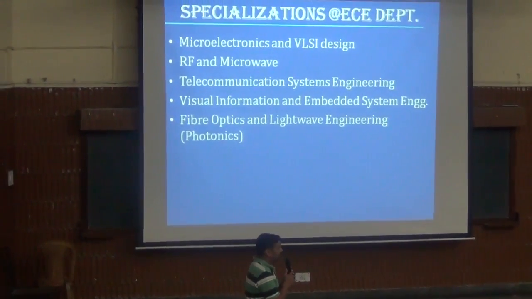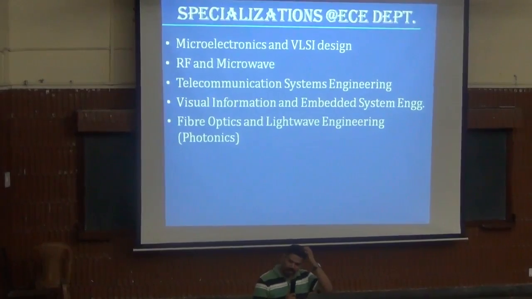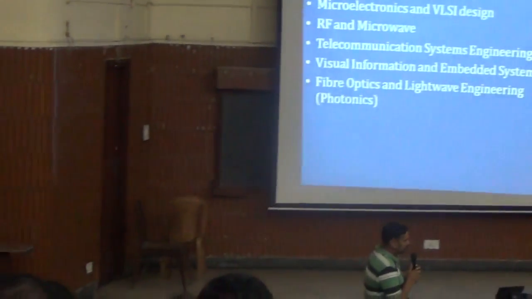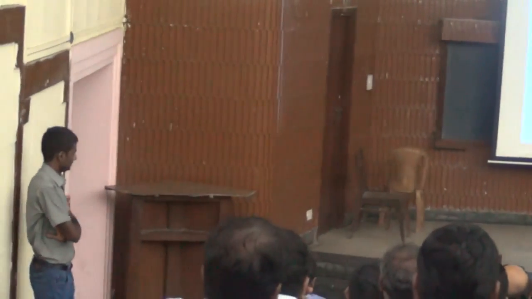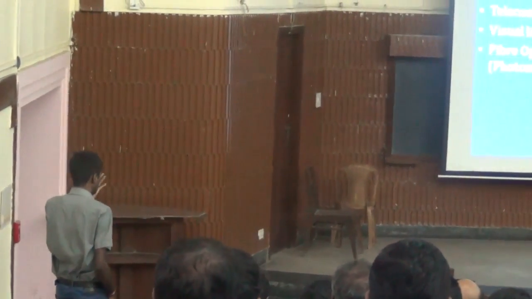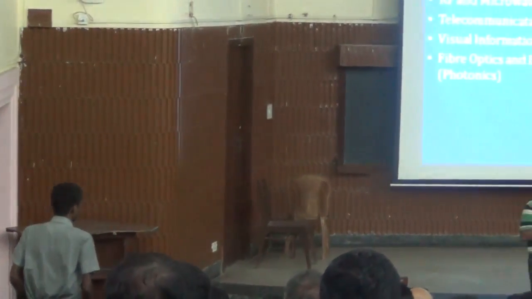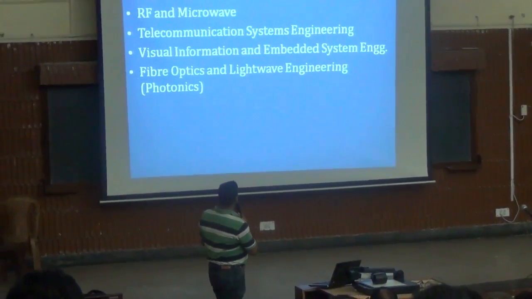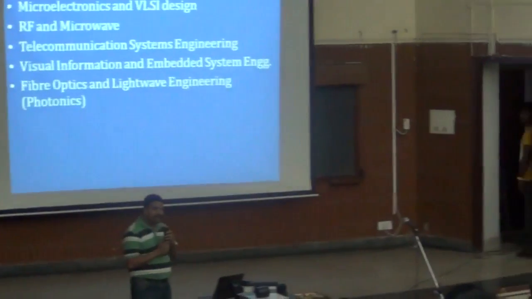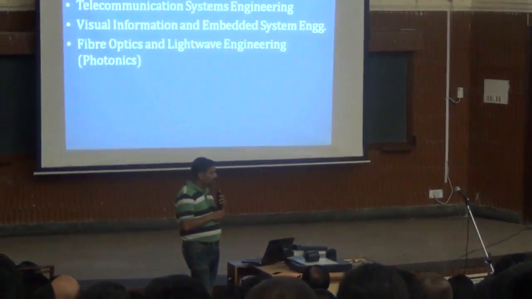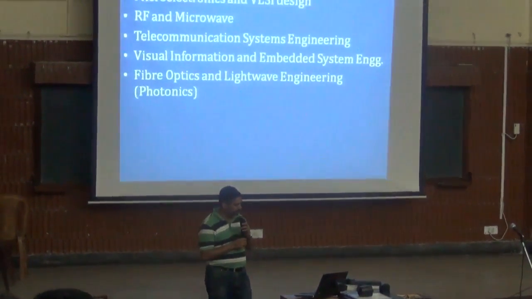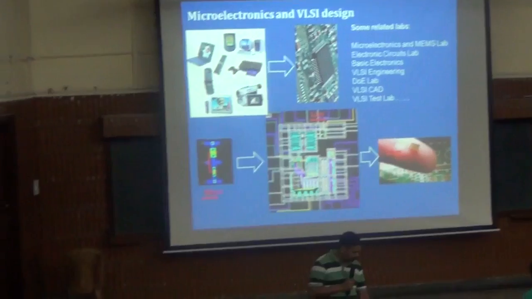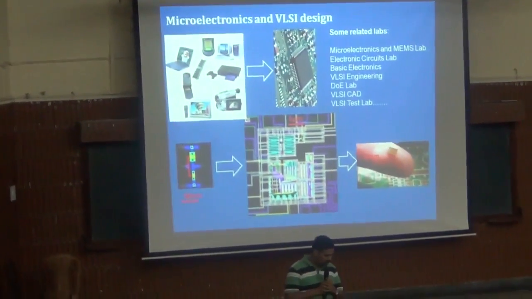And I would like to give an overview of the department, what kind of research, in what areas of research we are doing. We have divided it into 4 to 5 research verticals. We have 5 specializations in the department: microelectronics and VLSI, RF and microwave, telecommunication systems engineering, visual information and embedded systems engineering, and fiber optics and electrical engineering. So I'll just give you an overview of microelectronics VLSI.